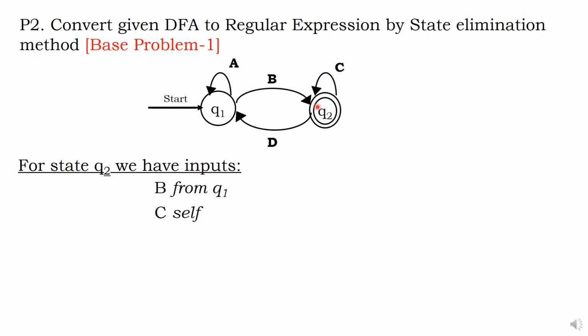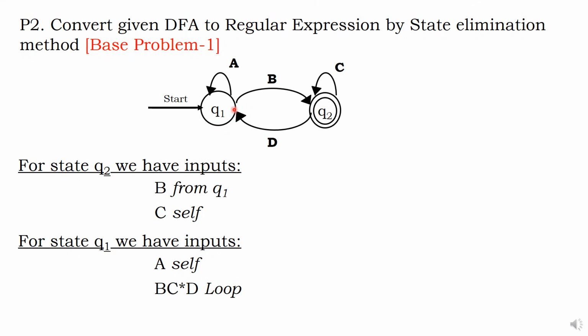B, C star, D. So if you stand at Q1, who is this arrow? B, C star, D. Why C star? Because it is a self loop. Now, at Q1, I can say A self loop. The other one is B, C star, D, which is a loop. Why am I saying loop? Where you start, you end in the same place. A self loop is also a loop only.